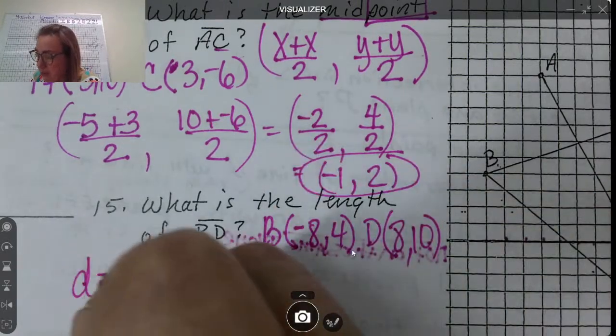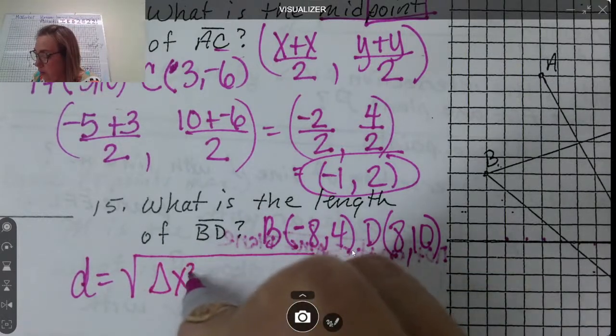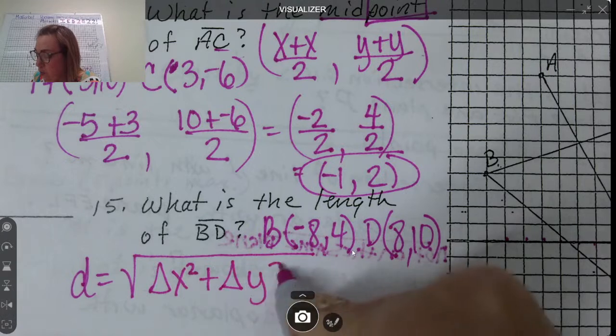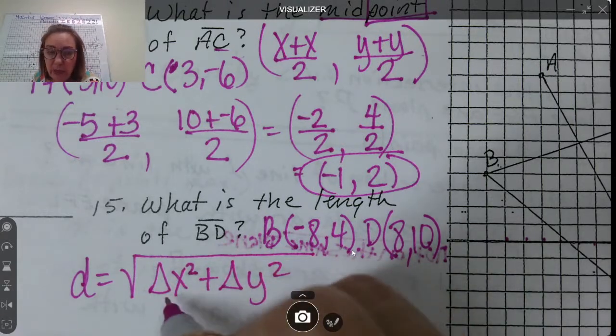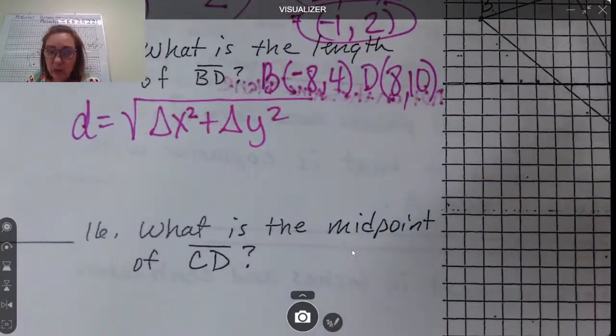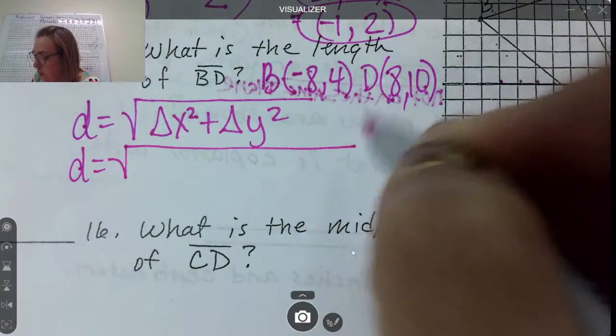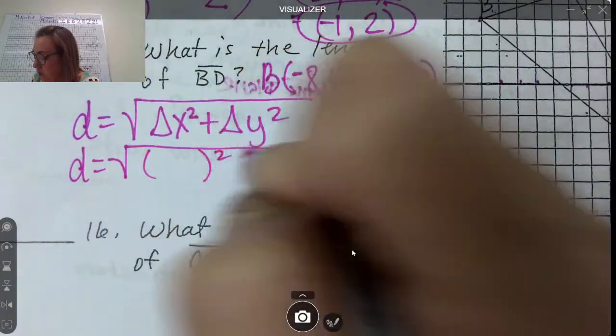We're going to use that distance formula again. Remember, distance is change in x squared plus change in y squared. And change just means subtract. That just means we're subtracting two x values. So it doesn't matter what order or which one we pick to go first. We're just going to take our two x values and subtract them.